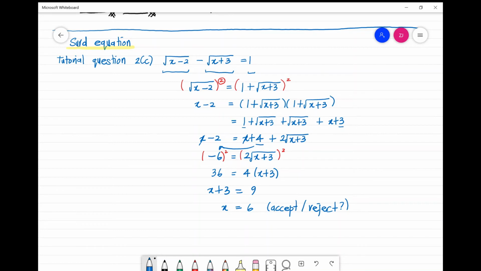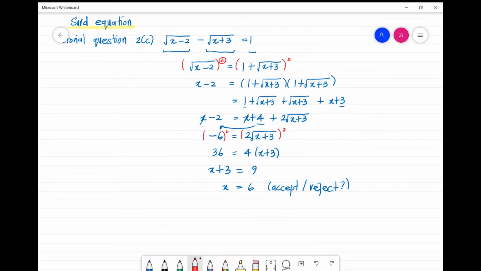Just now I explained that whenever we have a surd equation, we have to check the answer, right? Why is this? Again, because if you have any number inside the surd, the number has to be greater than or equal to 0. We need to check whether it satisfies the equation or not.